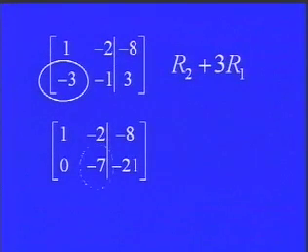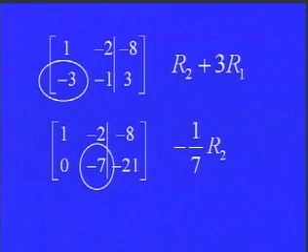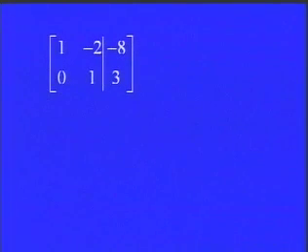All right, next I want to move to the -7, and I want that -7 to be a 1. So again, a reciprocal is a good way to go on this. If you'll do -1/7 of row 2, that's going to give you 0, 1, 3 in the second row.